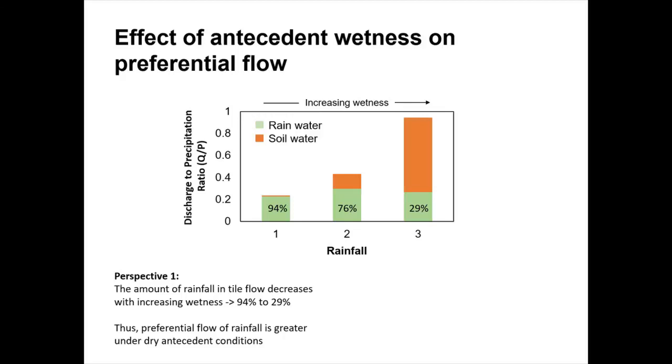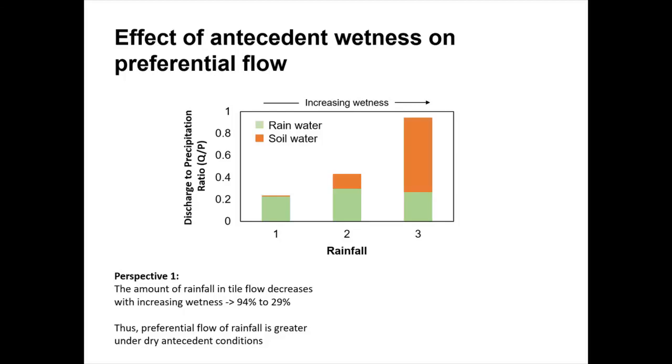So here are the different color bars. It's the same magnitude. These bars are the same, just broken into 2 pieces now. The green bars are the fraction that was rainfall. And the orange bars are water that would have been in the soil essentially before we did the rainfall simulations. So to look at this the first way, it's kind of like one of those pictures you can see 2 different things in. You look at it the first way, we say, well, the green bar is 94% here, and it's only 29% of the total there. So the amount of rainfall in tile flow decreases as we increase the wetness. So therefore, preferential flow is greater under drier conditions.